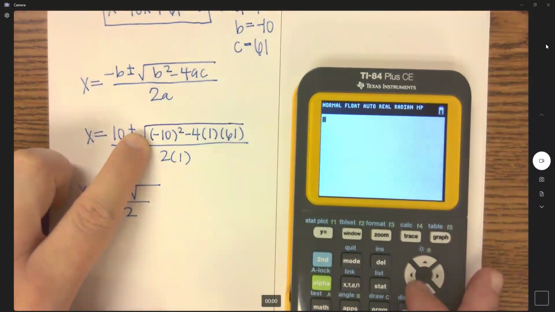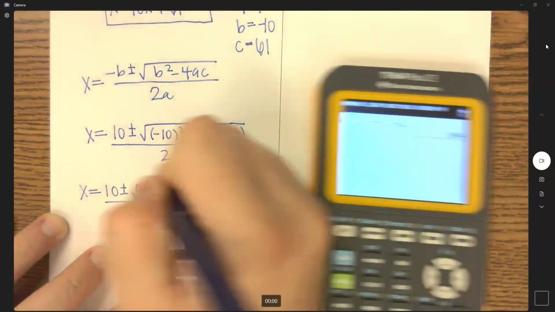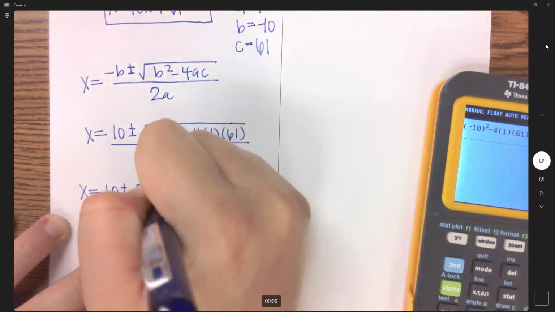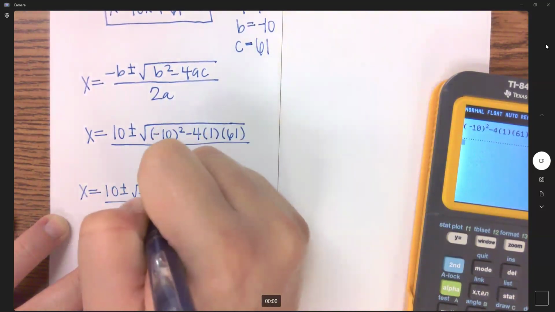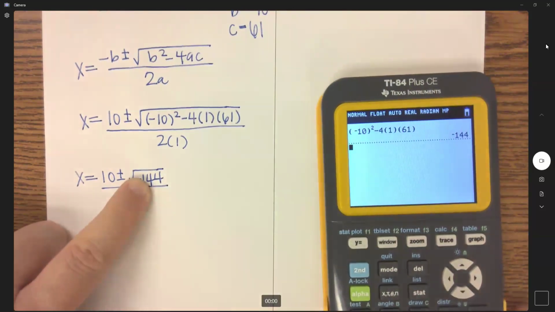So I'm putting what's under that radical right in my calculator, just the way it looks, and we get negative 144. Okay, we need to break this down.